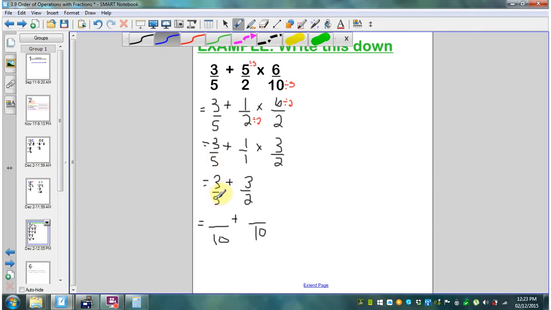So what do we multiply our 5 by to get 10? We multiply it by 2. Whatever we do to the bottom, we need to do to the top. So 5 times 2 is 10. 3 times 2 is 6. What did we do to the 2 to make it into 10? We multiplied it by 5.